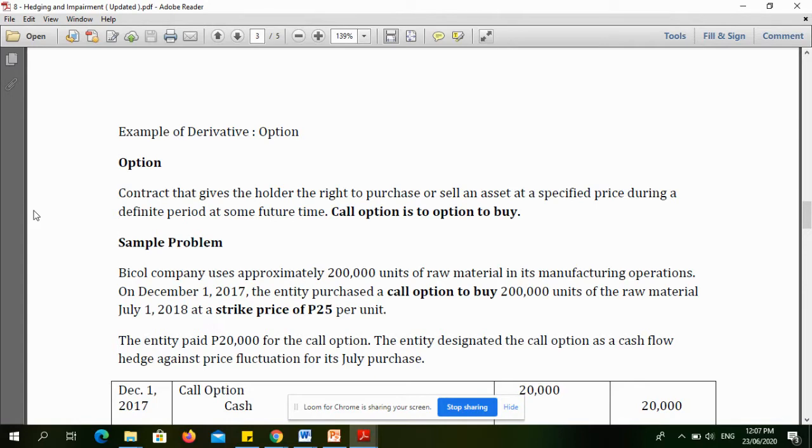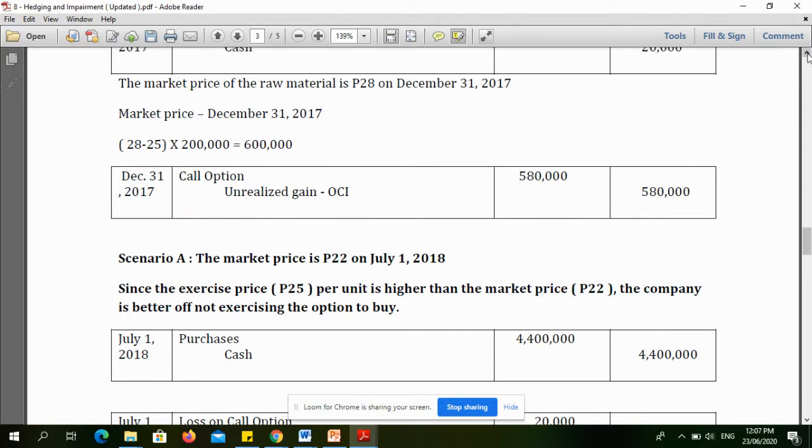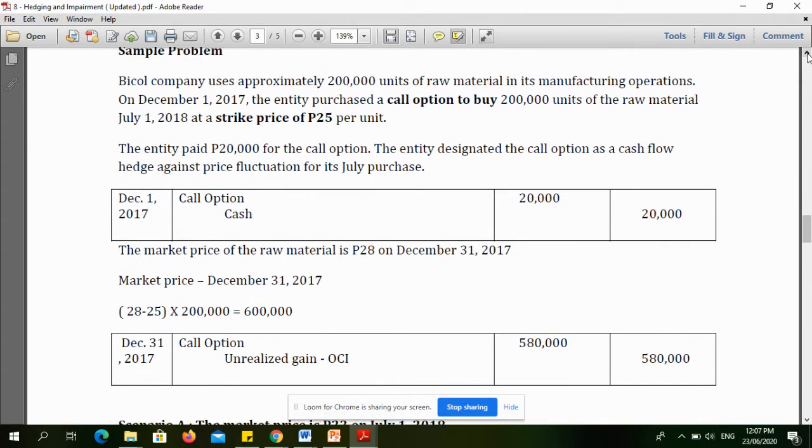An option is a contract that gives the holder the right to purchase or sell an asset at a specified price during a definite period at some future time. The example in the problem is a call option, which is the option to buy. Let's start with the problem.